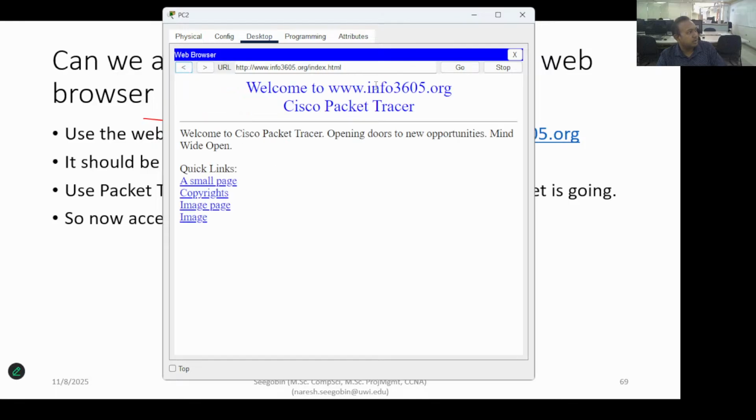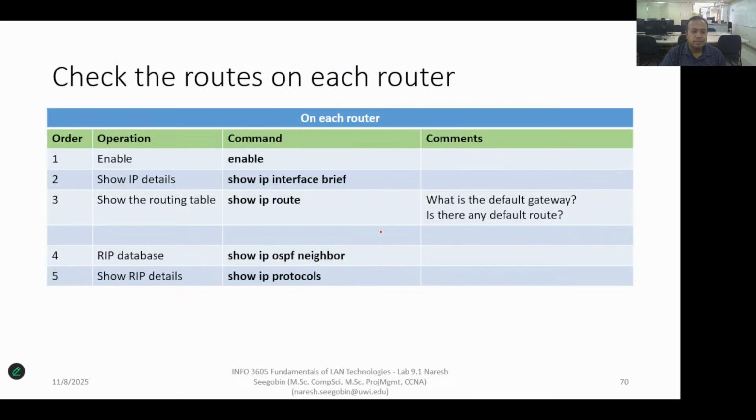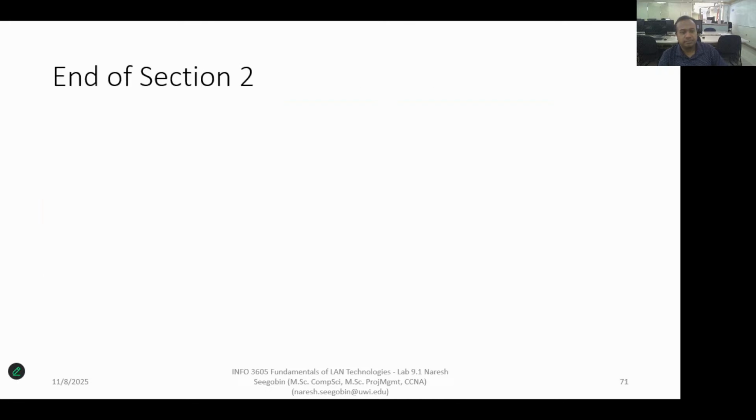Right? Browsing via the URL here. Should be successful, yes. Both website DNS is working. Right, check the routes on each router, show IP route, etc. And protocols. We have done the IP route and we have seen it, so we don't have to go through that already. Right, so end of section 2, we're done here.